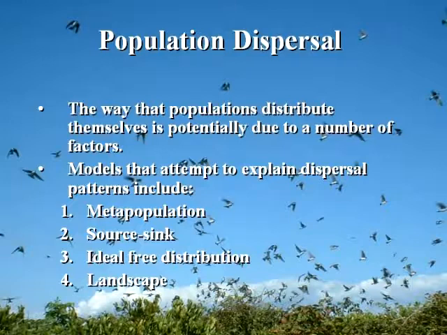The models are the metapopulation model, the source sink model, the ideal free distribution model, and the landscape model. All these are rather related to each other, and to a significant degree some are subsets of others. So we will start today by investigating the metapopulation model, and then next time we will consider some of these other models and complete this topic.